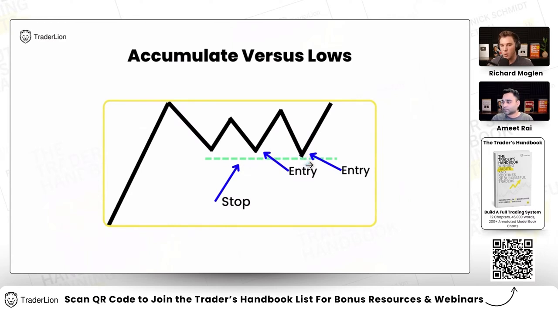So if you're right, no harm done. You're down a very, very minimal amount. And if you're right and we break out from that range, you've got a really good cost basis, managing risk versus that level right here, and you're off to the races if we keep moving higher.